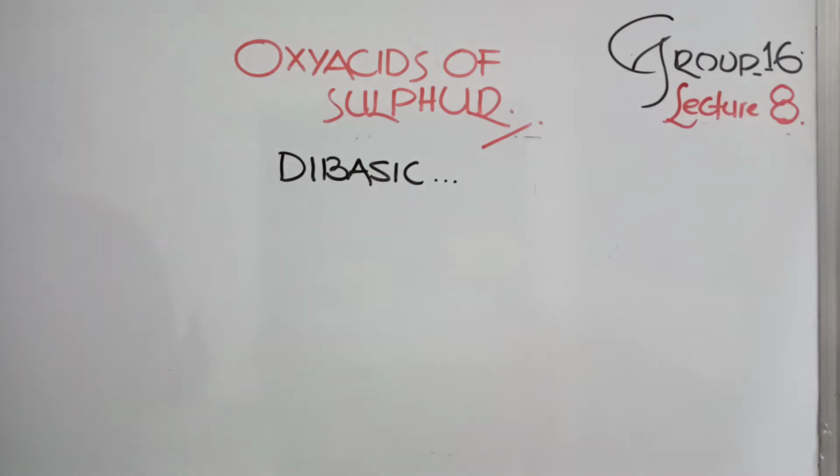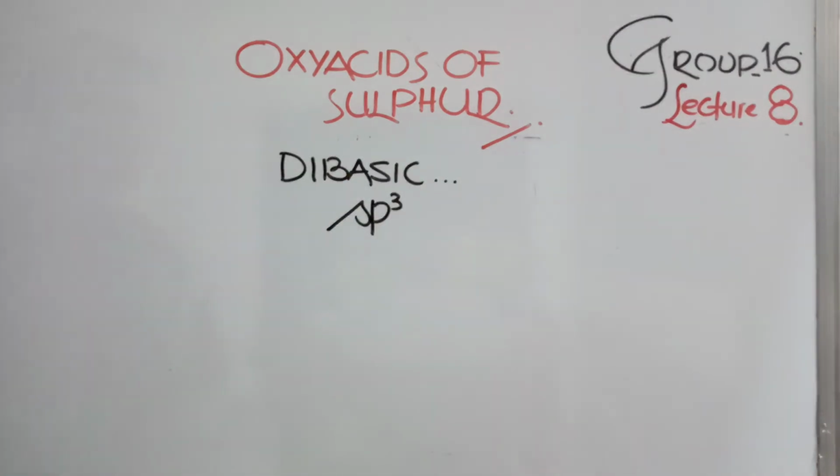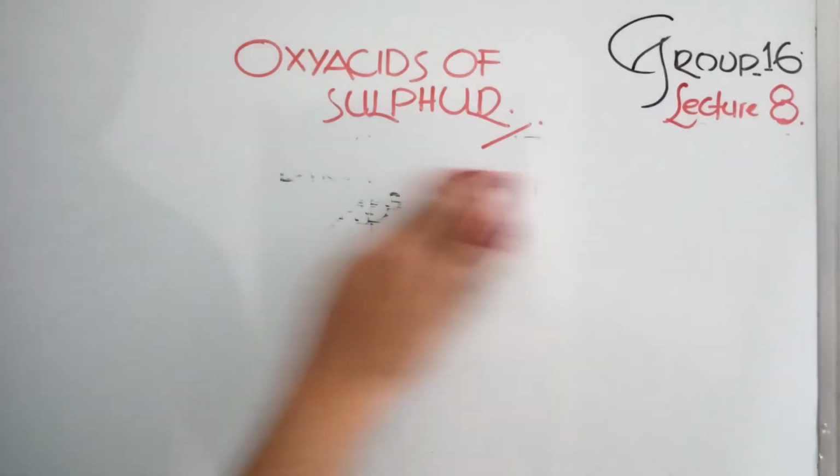In all of these, the hybridization is sp3. Depending on the lone pairs, the structure may vary, but generally sp3 hybridization will be there. All are dibasic. Okay, so we'll go one by one about these.